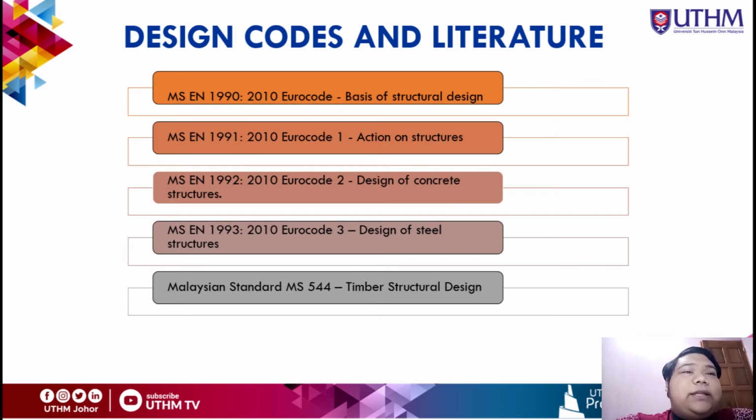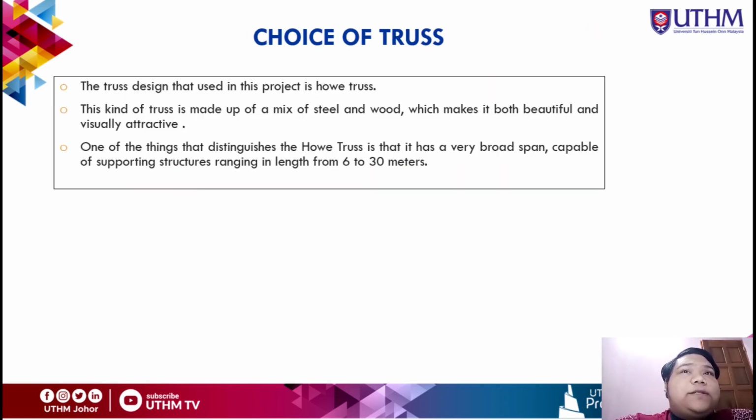The design codes and literature that have been used for this project are Eurocode Basis of Structural Design, Eurocode 1 Actions on Structures, Eurocode 2 Design of Concrete Structures, Eurocode 3 Design of Steel Structures, and lastly Malaysian Standard MS 544 Timber Structure Design. For the choice of truss for this project, we use the whole truss.